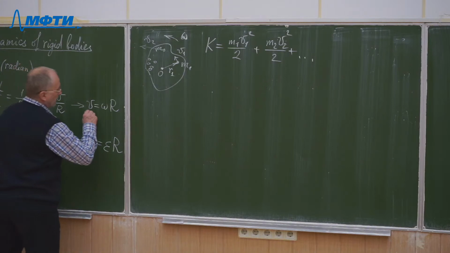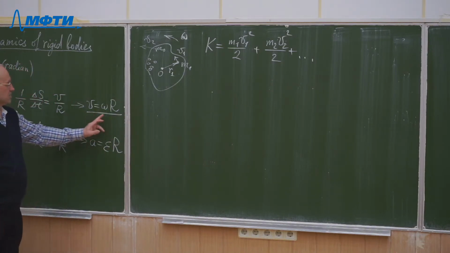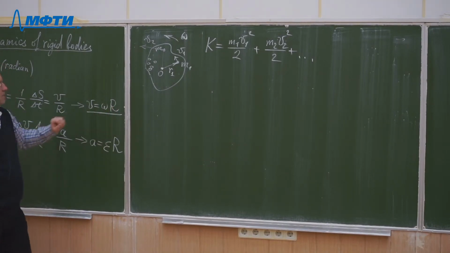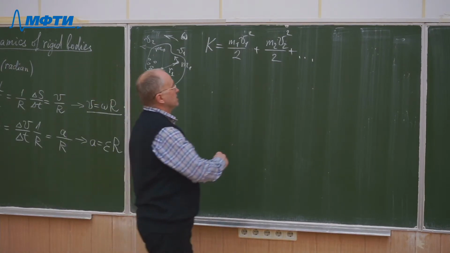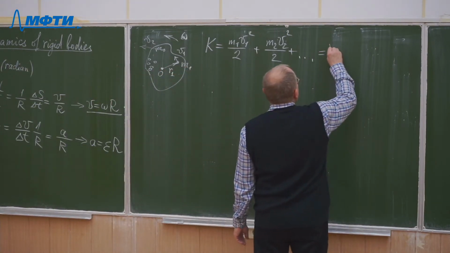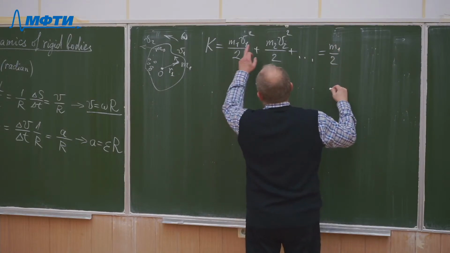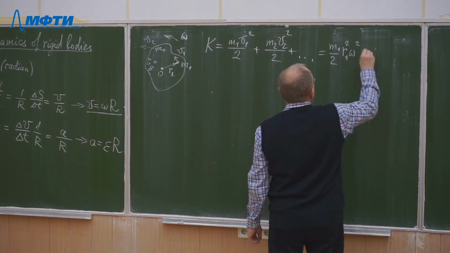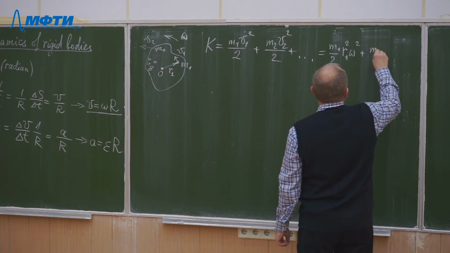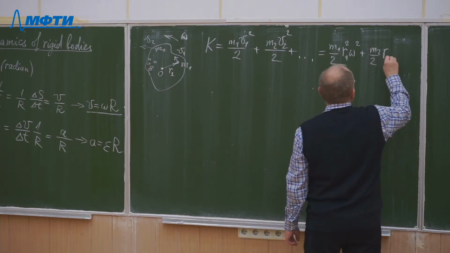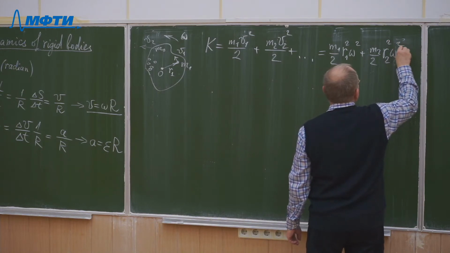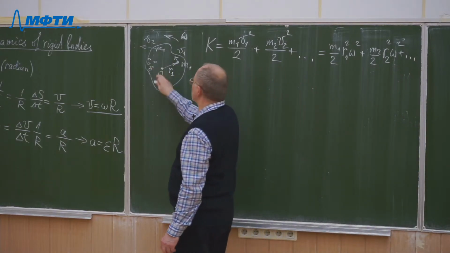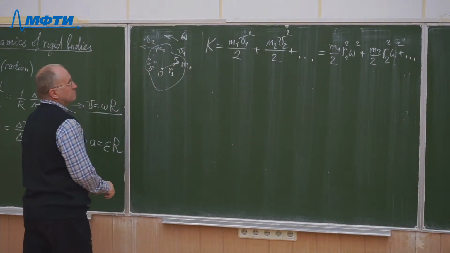Velocity of any point can be expressed through its radius vector and the angular velocity of rotation of the whole body. So this may be written as m1 over 2 times the velocity, which will be its radius vector squared times omega squared, plus m2 over 2 times radius vector 2 squared times omega squared, etc. The number of terms will correspond to the number of points in this rigid body.